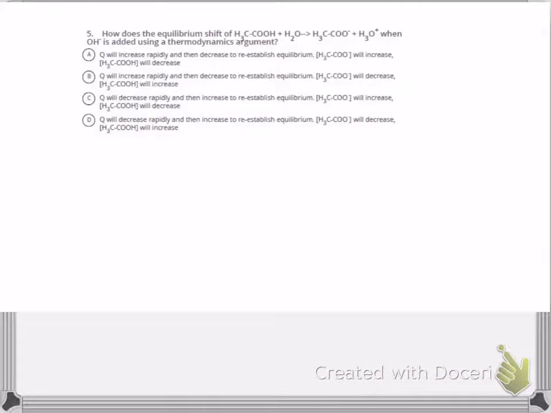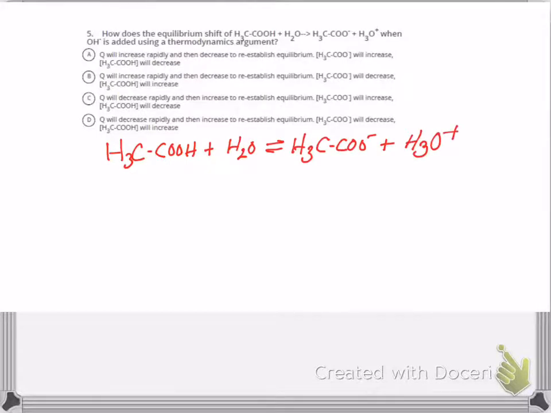Okay, so we're now going to use the thermodynamics argument to explain what happens when we add OH- hydroxide to this equilibrium. So we start with the same equilibrium as the last problem. And now we see that there's no direct connection to the addition of OH-. It's not adding to any one of the four species shown. But what it is going to do is react with H3O+ and remove that from the solution.